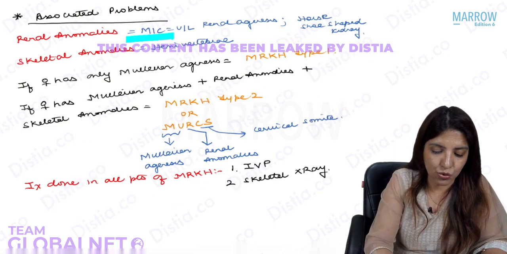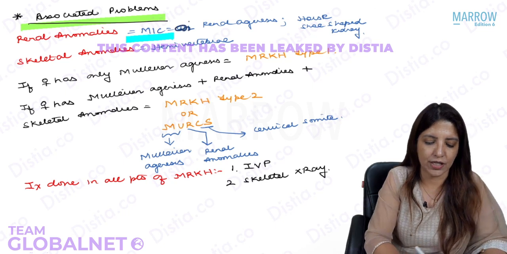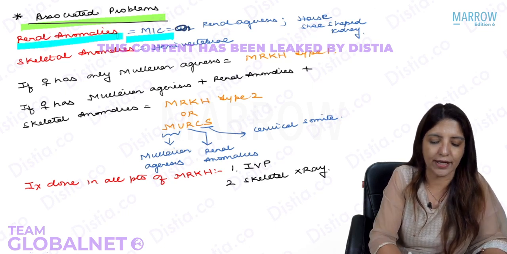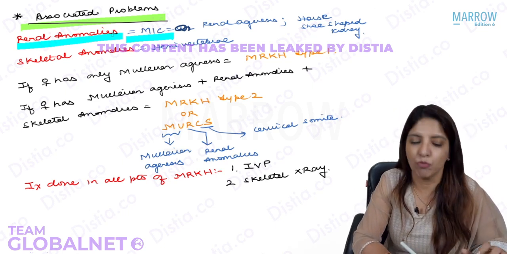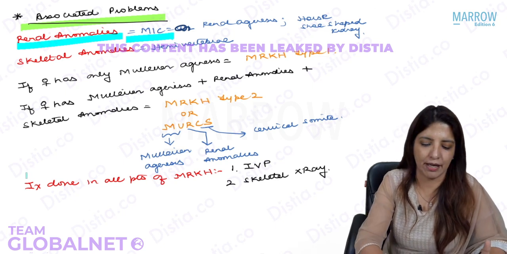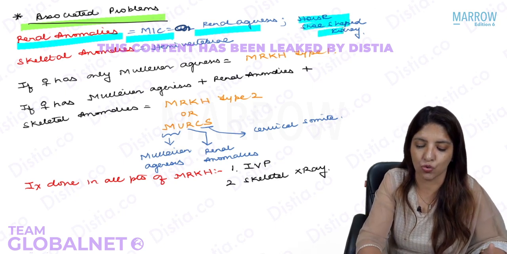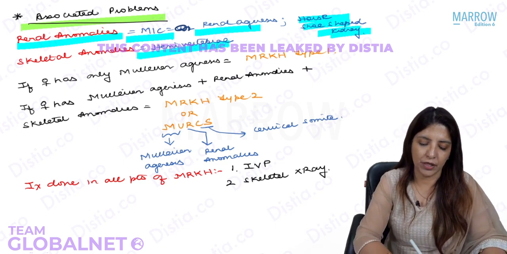Now, what are the associated problems which you can get in case of Mullerian agenesis? The associated problems which you can get in Mullerian agenesis are renal anomalies and skeletal anomalies. More common are renal anomalies, and the most common renal anomaly which you can get in them is renal agenesis or a horseshoe-shaped kidney. And the skeletal anomaly which you get is hemivertebra.